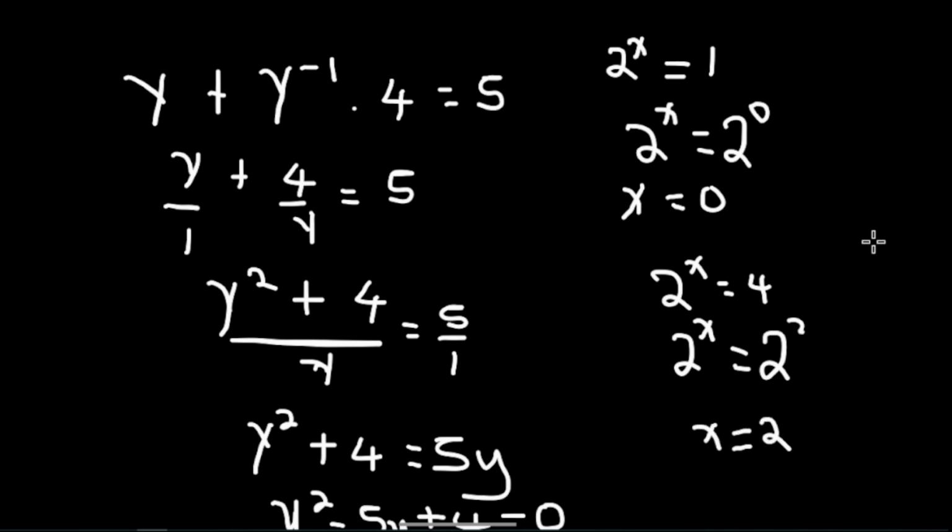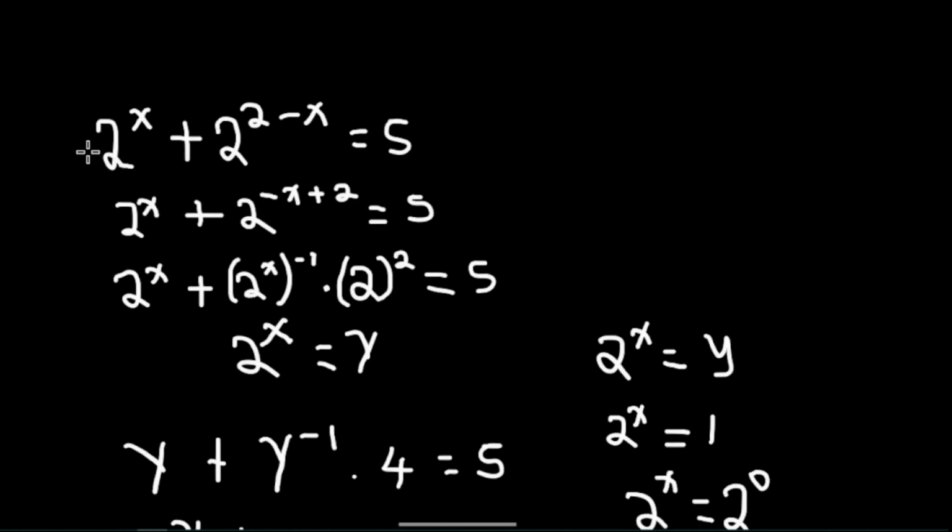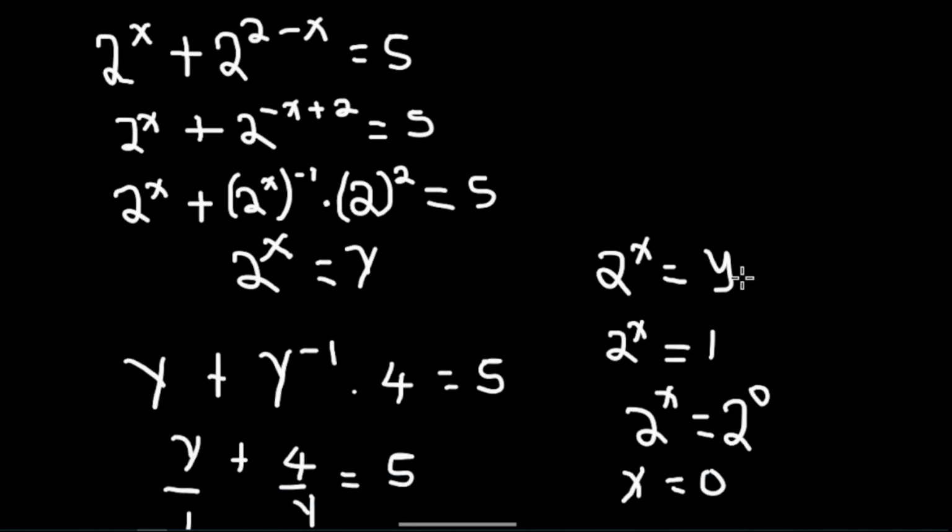So it's not every time that when we see a complicated situation like this one that we have to jump to logs and say x log 2 plus 2 minus x log 2 is equal to the logarithm of 5. Of course we will obtain the same answers as this one, but it's interesting to work around with numbers and see how we can manipulate them to work towards our advantage.